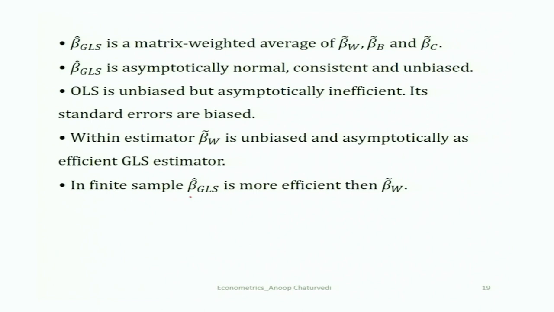In finite samples, beta hat GLS is more efficient than the within estimator. So, of course, for large samples, both the estimators perform almost equally, but for finite samples, GLS is more efficient than the within estimator.